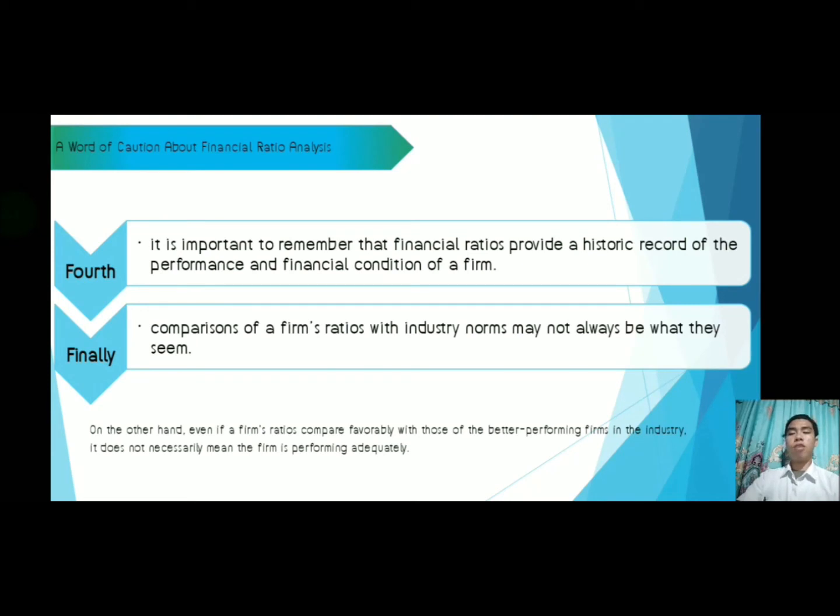Then the fifth one, or the final: comparisons of a firm's ratios with industry norms may not always be what they seem. On the other hand, even if a firm's ratios compare favorably with those of better performing firms in the industry, it does not necessarily mean that the firm is performing adequately. Ratios should not be viewed as substitutes for sound business judgment. Instead, ratios are simply tools that can help management to make better decisions.